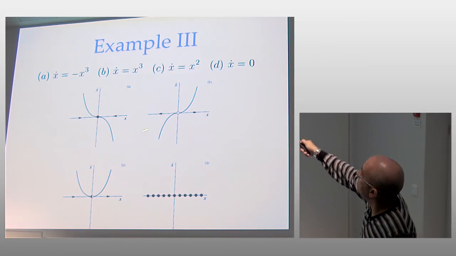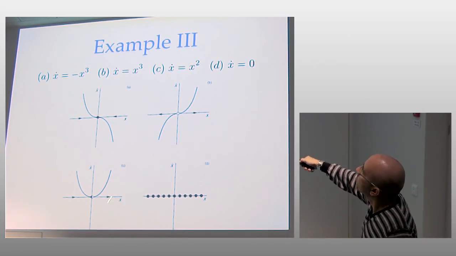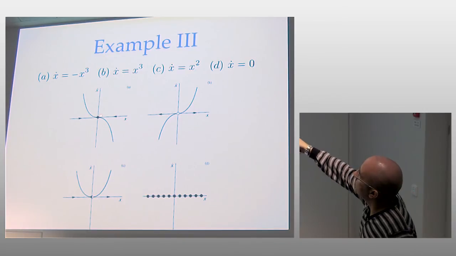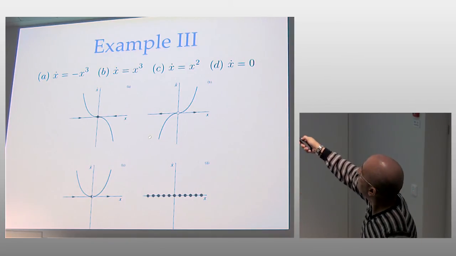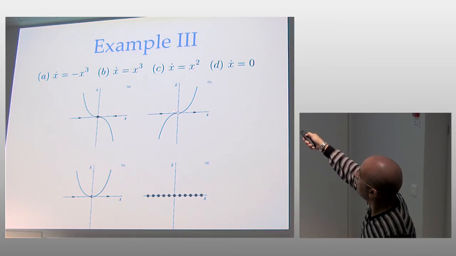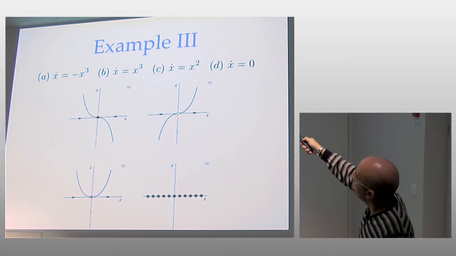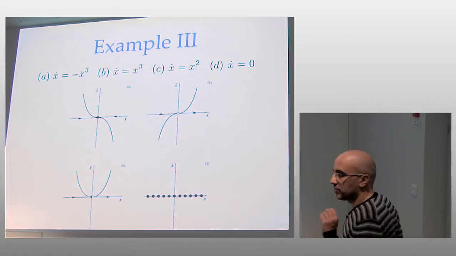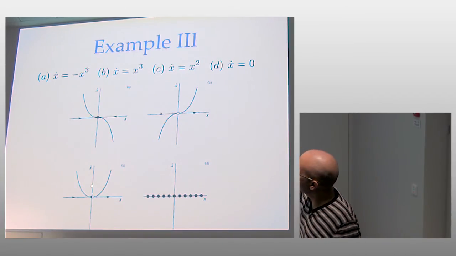But in the other 3 cases, this is the first cubic, this is the second cubic, this is the parabola. Anything can happen. In this case, for instance, the point is stable, because you see the velocity is positive here, negative here, so it converges to the point. In this case, it is unstable for the opposite reason. I just changed the sign here. In this case, it's very rare.